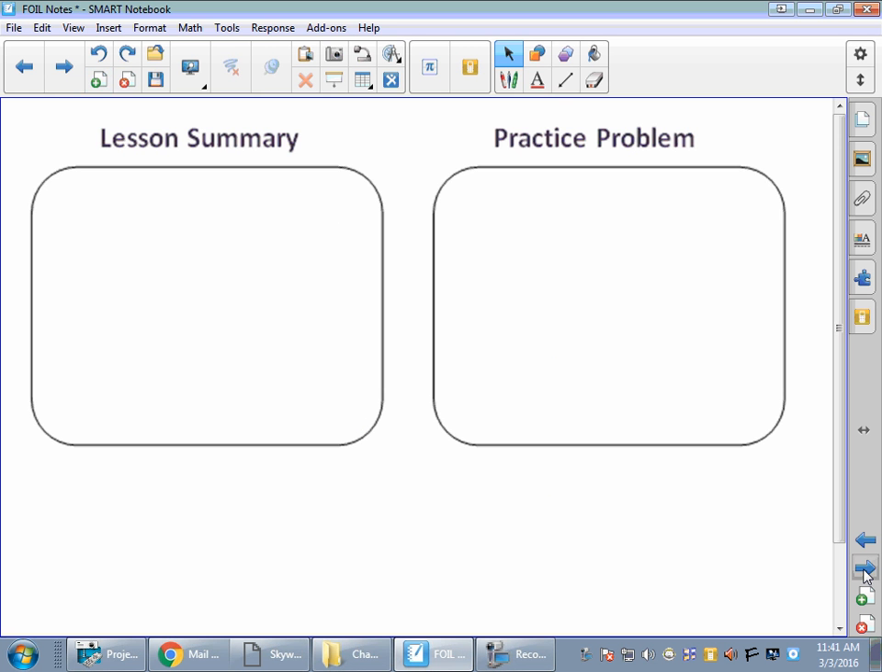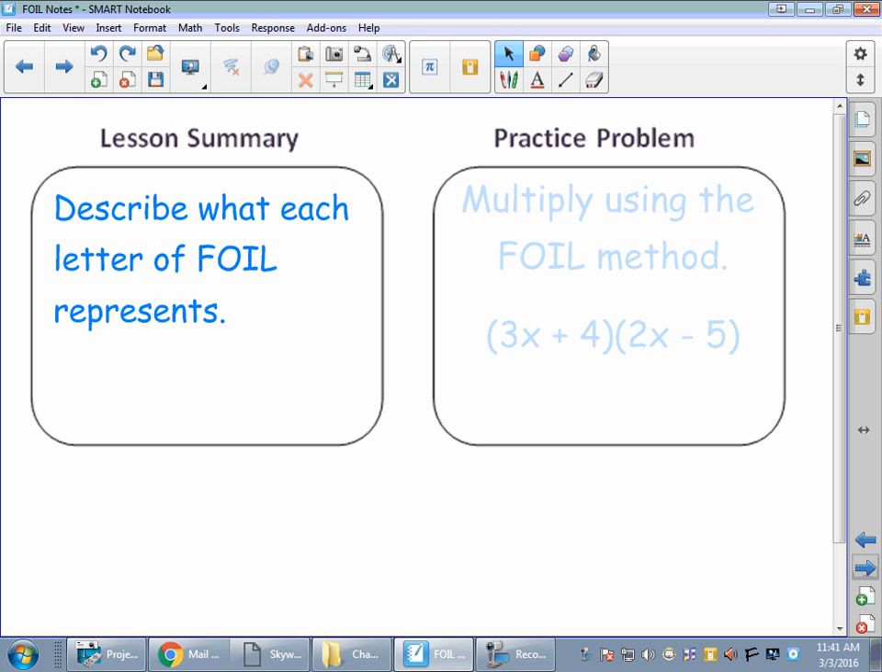All right, so that is FOIL. I'd like to describe what each letter of FOIL represents, and then I'd like you to actually use FOIL to multiply those two binomials.